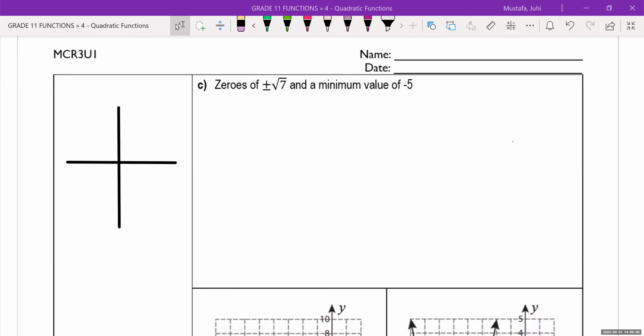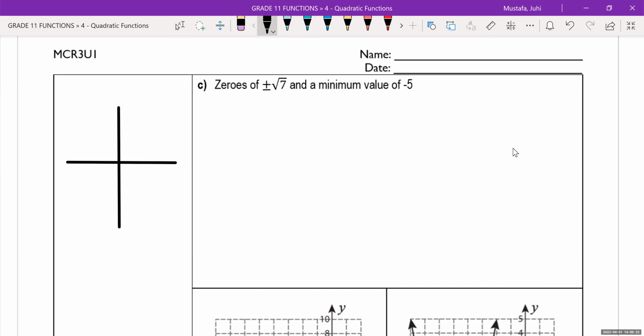So don't let the radicals scare you. Although if my last class is any indication, you guys have forgotten everything you learned about the radical unit. But hopefully this will jog your memory a little bit. So the question is asking, what is the equation of this parabola if the zeros are plus and minus √7 and you have a minimum value of -5?